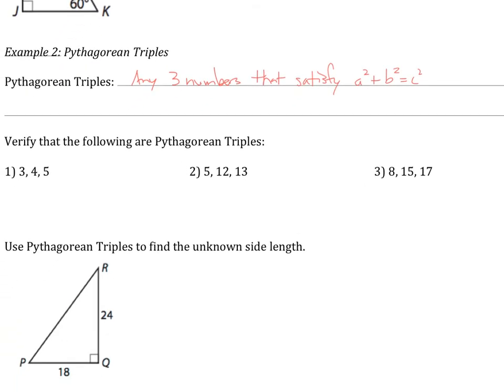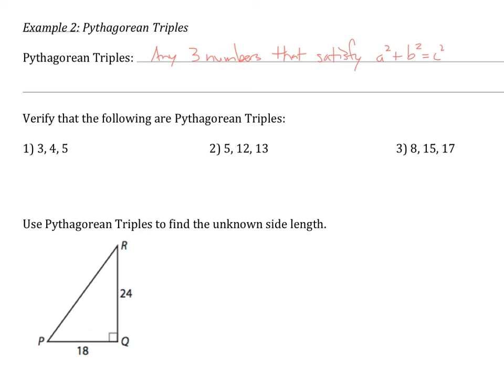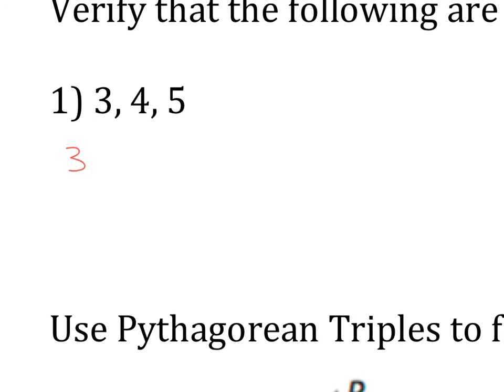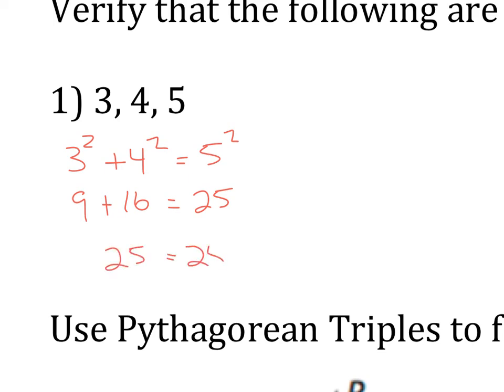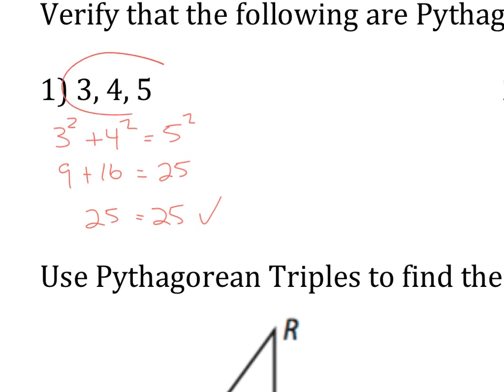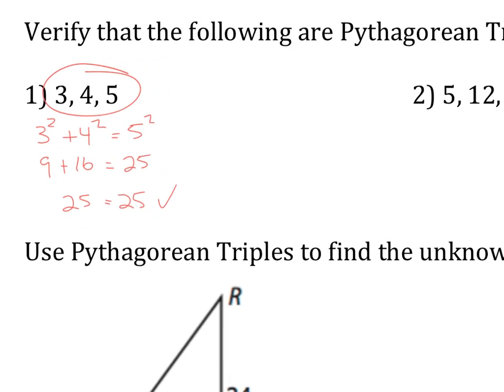Okay, so to verify that these are actually Pythagorean triples, they give you 3 examples here. For example number 1, 3 squared plus 4 squared has to equal 5 squared. 3 squared is 9, 4 squared is 16, 5 squared is 25. So 25 equals 25. That is true, so that is a Pythagorean triple. And that's really the one you'll see most often. You might run into some other ones, but that's the one that's probably easiest to recognize.